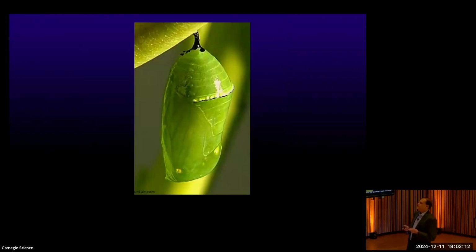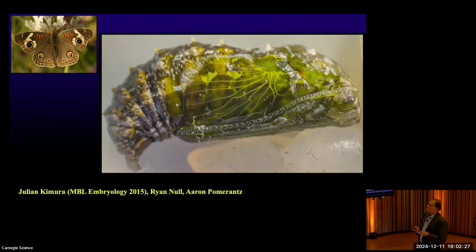So one of the problems, though, is that all of this goes on inside the chrysalis, right? And the chrysalis, if you've ever seen these things, is opaque. And so you can't actually see the wing growing. So the first thing we had to do is to develop ways to see inside the wing. And so this is a movie. We've developed techniques to be able to make windows into the chrysalis. So you're looking at a butterfly that's just pupated, right? And it's this species here. And pupal development in this species takes about 8 days.